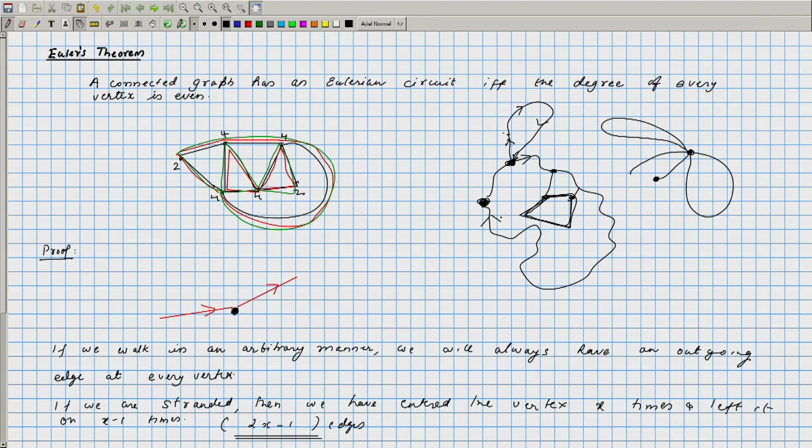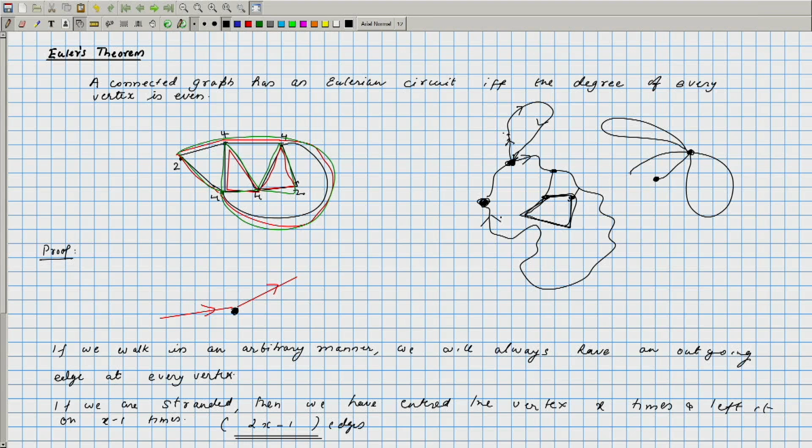complete that cycle and then continue on the original cycle. So, this can be done inductively, and therefore, that will guarantee that if the degree of every vertex is even, then we will automatically have an Eulerian circuit. The other part is simpler. If we had some vertex of odd degree, then there are no Eulerian circuits.